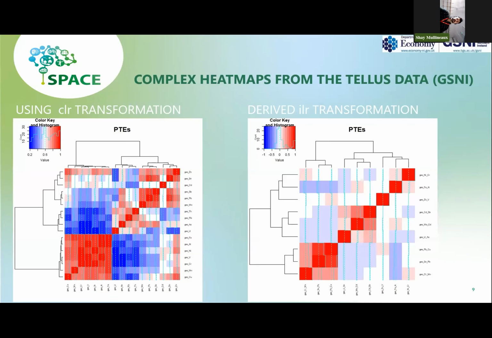So what's our soil data? Our soil data comes from Tellus, which is a geochemical and geophysical survey, which is part of GSNI. I have done two transformations here using summarizing. I've transformed the data using the CLR transformation, and then I've used that CLR transformation to inform what the subcomposition should be, which is how I've decided on what the ILR transformation pairs should be.